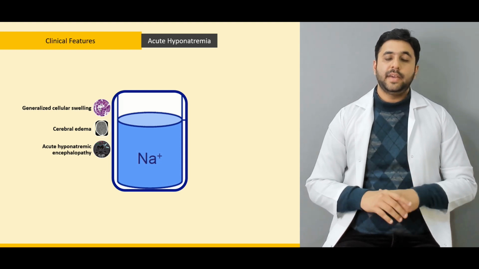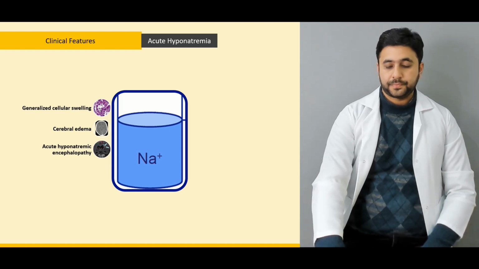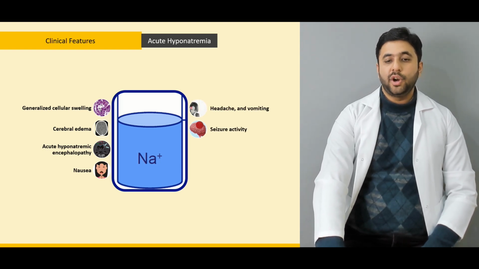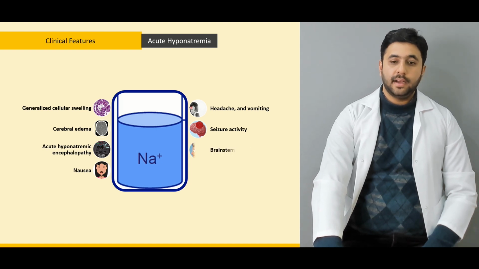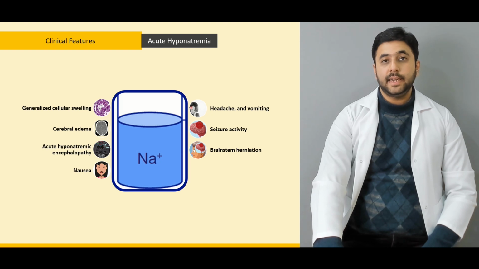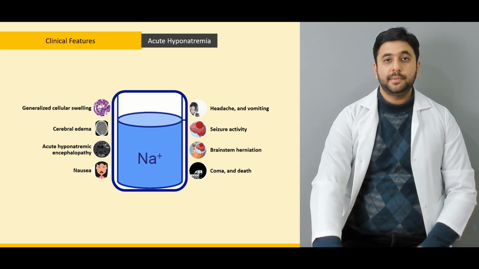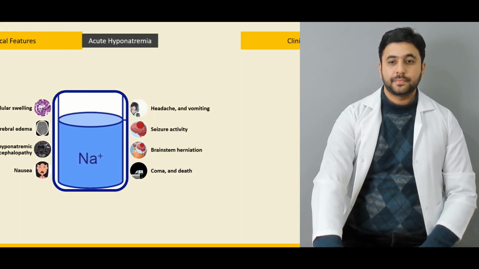And this is very important in the management as well, and to understand in the clinical features as well. Along with that, the basic symptoms, nausea, headache, and vomiting, will be the initial symptoms, followed by seizures if the hyponatremia is not corrected timely. Eventually this can lead to brainstem herniation, coma, and death over a short period of time. So acute hyponatremia is a medical emergency, and we have to manage it very quickly and swiftly. We are going to discuss the treatment in the coming slides.